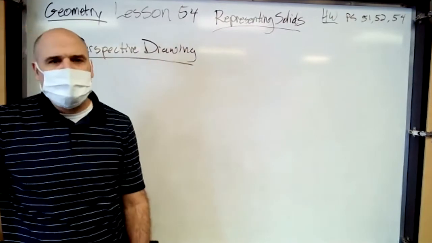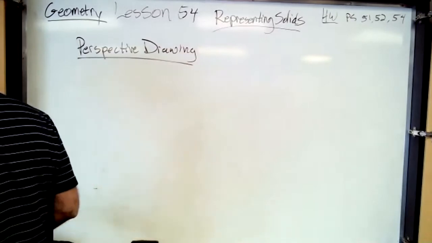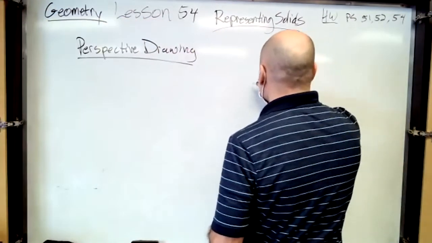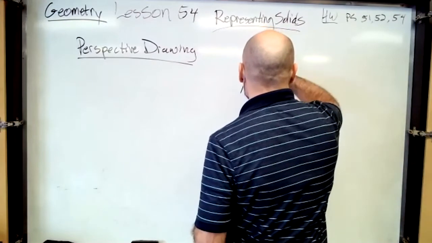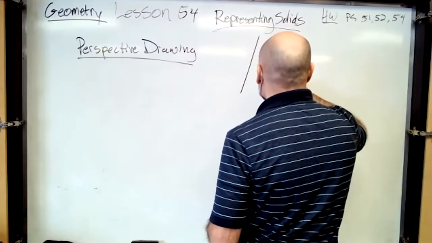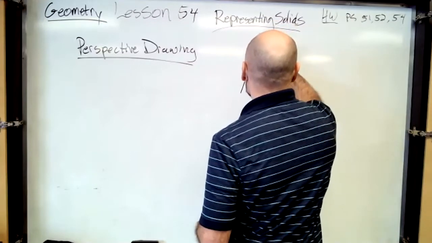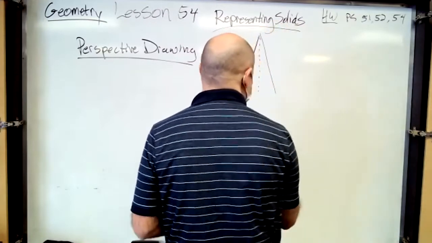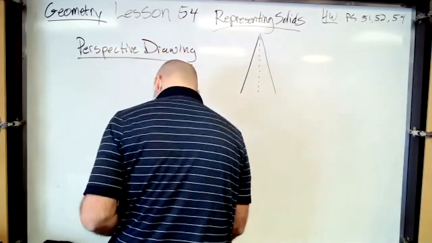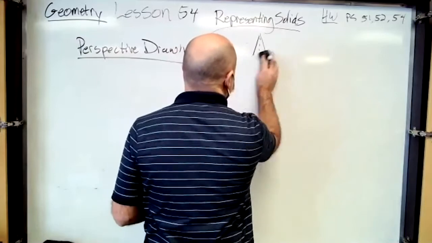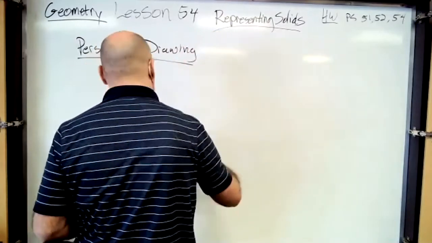So when you look at a road, for example, a highway that goes straight forever, it kind of looks like that, right? So you have something like this.